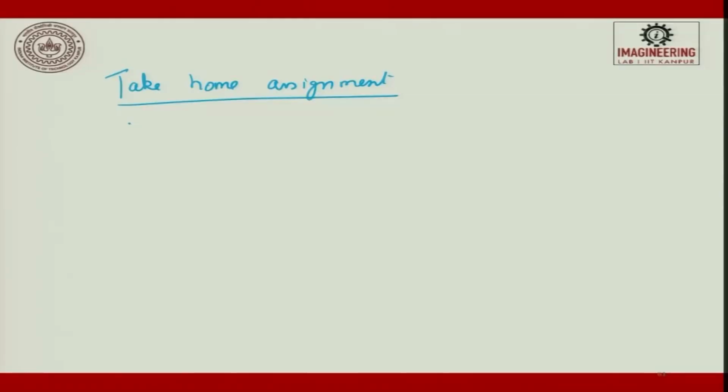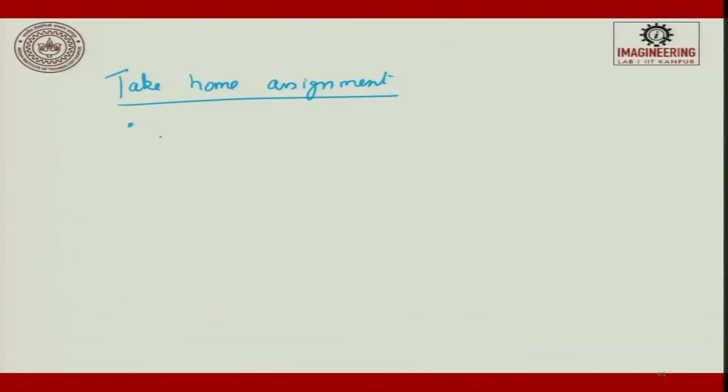Let us take an assignment, a take home assignment. And for all the assignments I give, you do not have to submit them to me. These assignments are only for your better understanding and appreciating CAD. Let us take the first thing, do it by yourself.